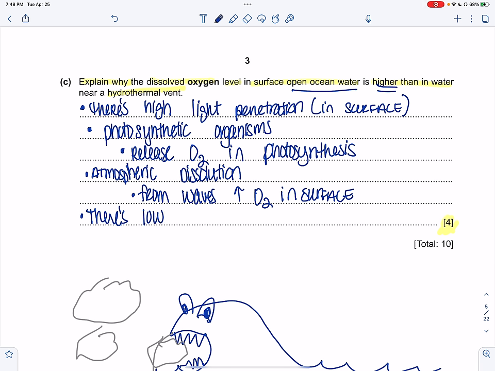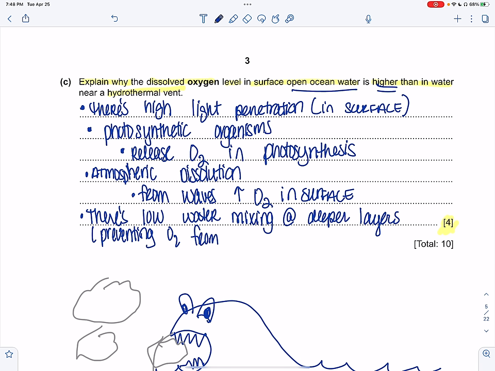There is low water mixing. Obviously, it's water, at deeper layers. So, like at your hydrothermal vent, again, preventing oxygen from reaching the HTV, hydrothermal vent. Temp is past boiling point.